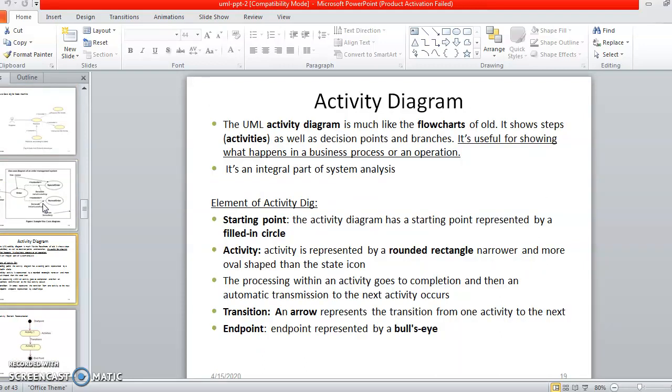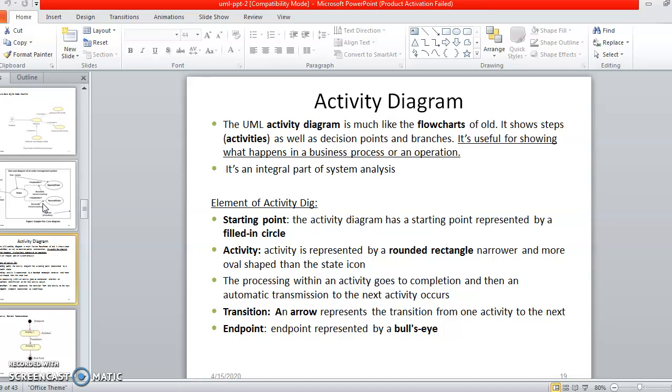Next one is the activity diagram. The UML activity diagram is much like the flowchart of old. It shows steps of activities as well as decision points and branches. It is useful for showing what happens in a business process or an operation. It's an integral part of system analysis. Elements of activity diagrams are the following. First one is starting point, then activities, transition and end point.